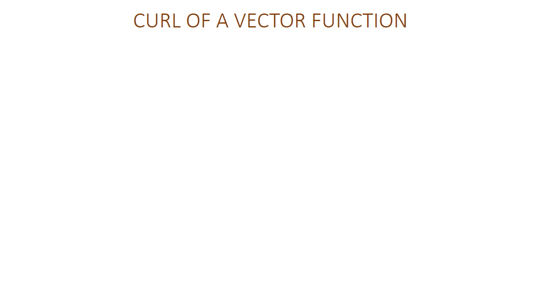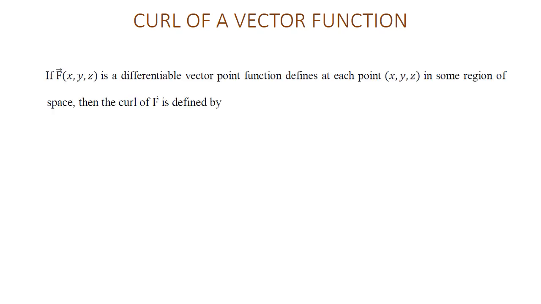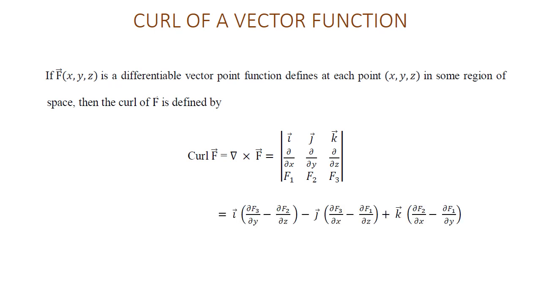Curl of a vector function. If f vector (x, y, z) is a differentiable vector point function defined at each point x, y and z in some region of space, then the curl of f is defined by the cross product del cross f vector, that is the determinant of i vector, j vector, k vector, ∂/∂x, ∂/∂y, ∂/∂z, f1, f2, f3, where f vector is equal to f1 i vector + f2 j vector + f3 k vector.